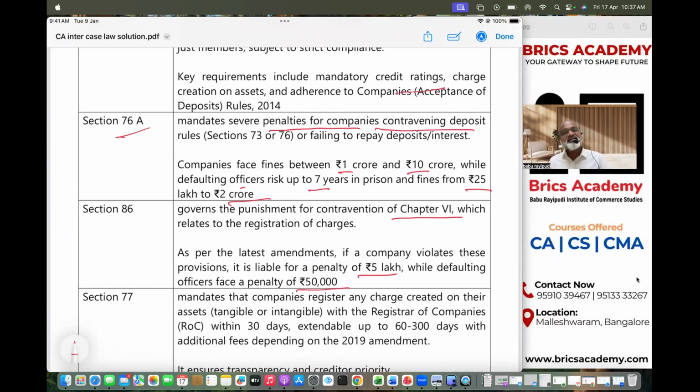If you violate the deposit sections, see carefully, in one case law they're asking about almost three chapters: 73 to 76, the deposit chapter; 77 to 87, the charges chapter; and again, sections 96 to 122 in company law are related to meetings, general meetings.